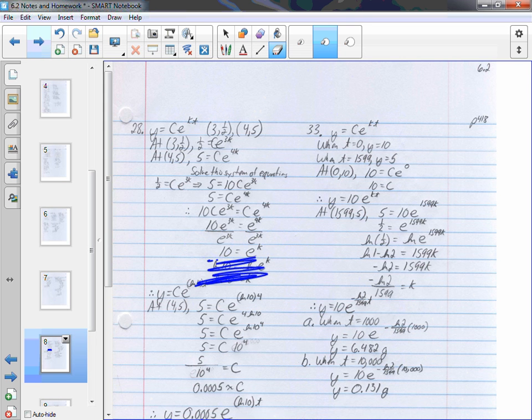Take the natural log of both. The natural log of e to the k is just k, and now I know what k equals. It's the natural log of 10. So we have almost a particular solution at this point. We can rewrite our general solution, y equals c e to the kt, as y equals c e to the natural log of 10 t.